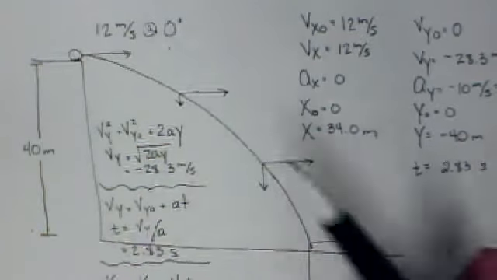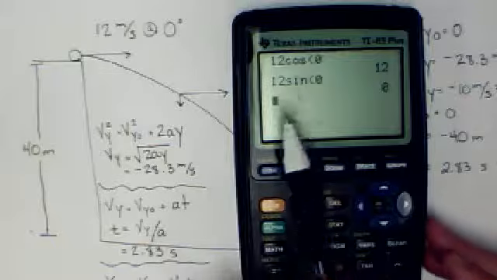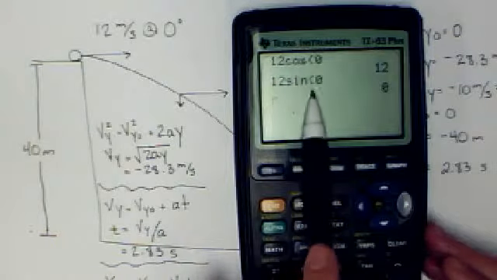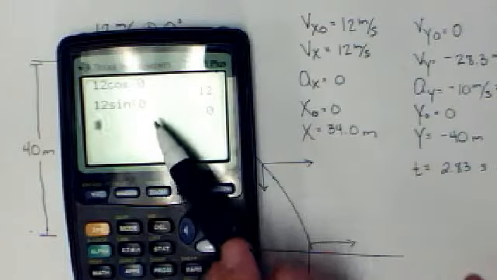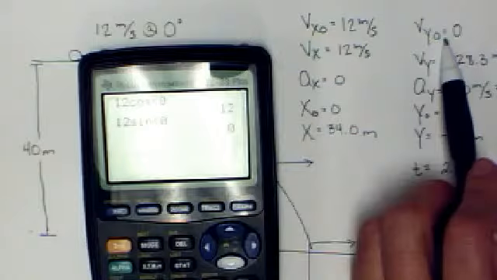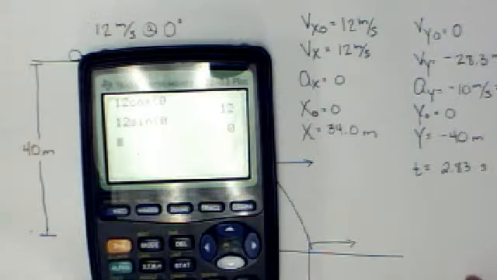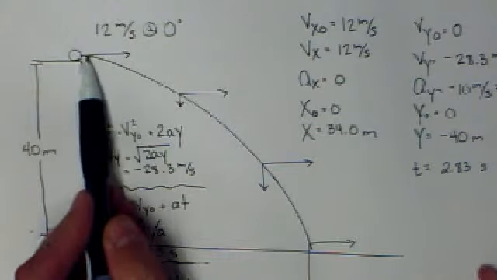Since horizontal is the same thing as 0 degrees, I could use the cosine and sine to get the x and y components. My x component, 12 cosine 0, would be 12, and 12 sine 0 would be 0. So it has no vertical velocity to begin with. So its velocity vector would look like this.